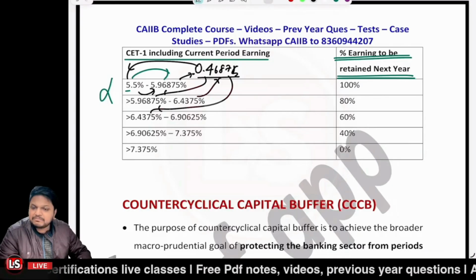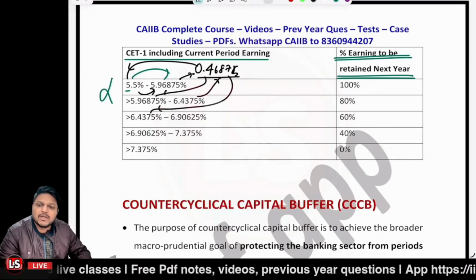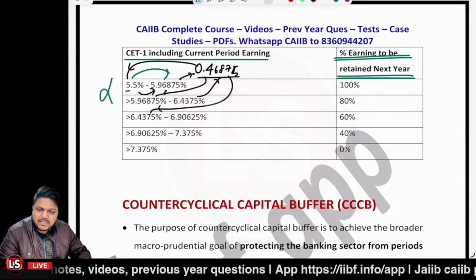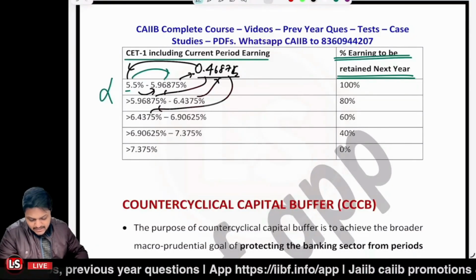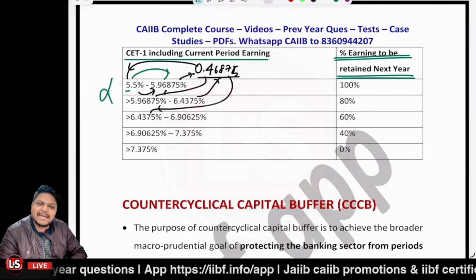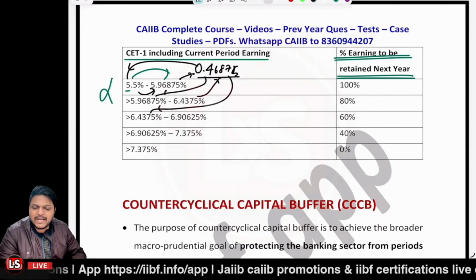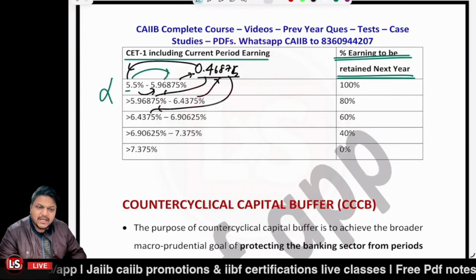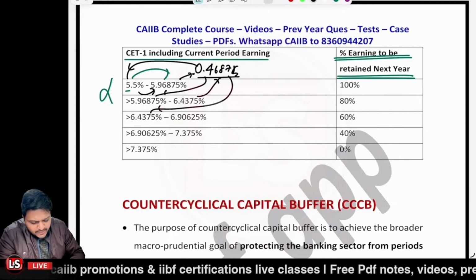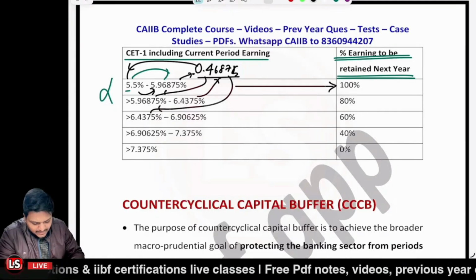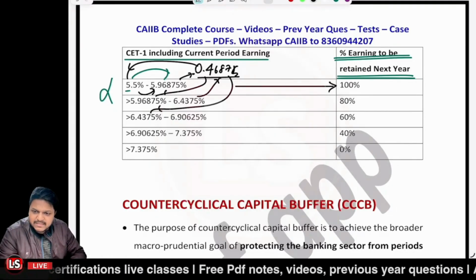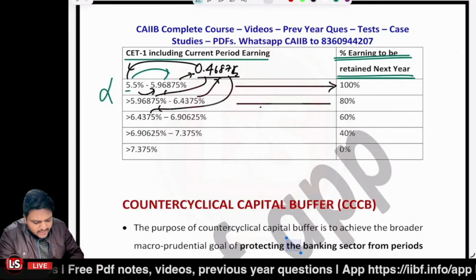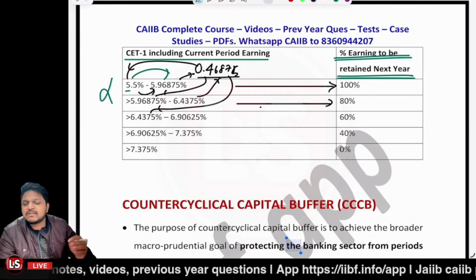Now the point is that if the total CET1 as maintained in tier 1, as maintained under the CCB, is ranging between 5.5 to 5.96875 for any of the banks which is to maintain the capital adequacy ratio, in that scenario, 100% of their next year earning must be retained. And in the second case, if it is in the second bracket, then in that scenario, 80% of their next year earning is to be retained, and so on. But that was a previous concept.